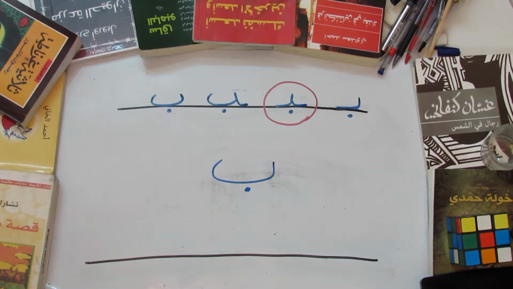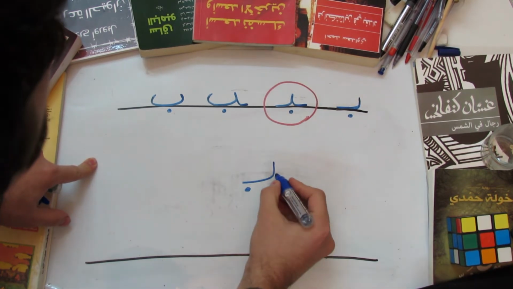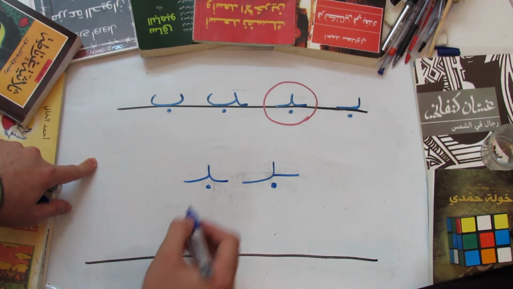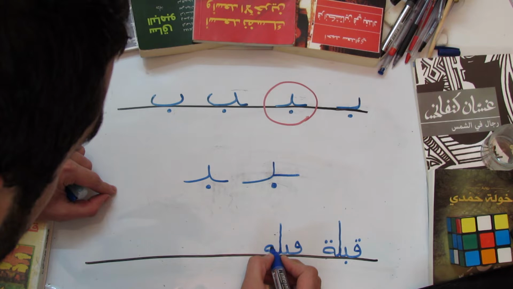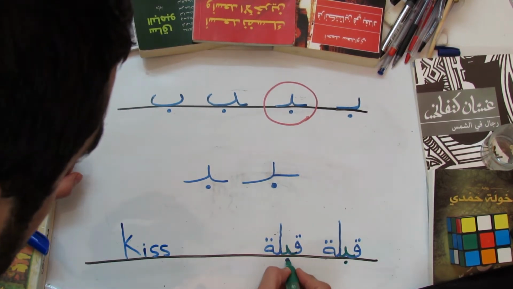Ba in the middle of the word resulted from adding a ligature to the previous form, so we can connect it with letters from both sides. And as an example of what I said is the word qubla, kiss.